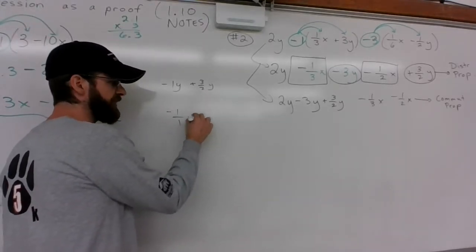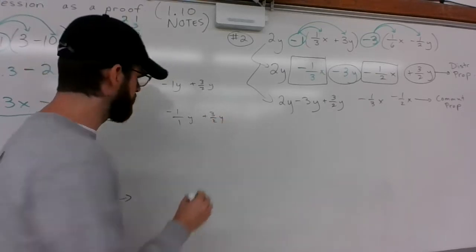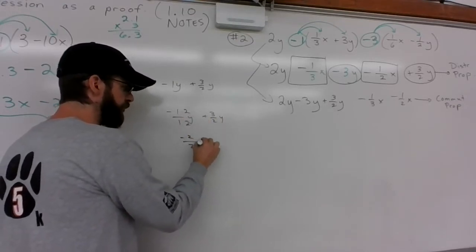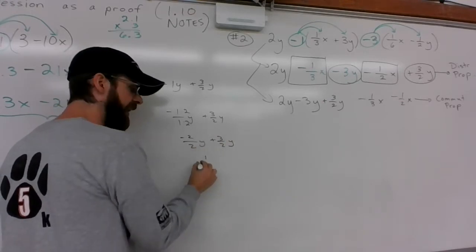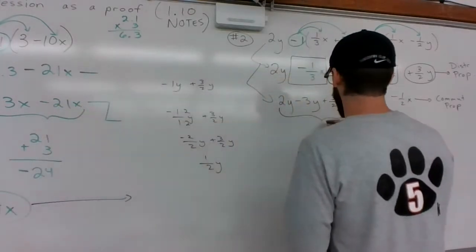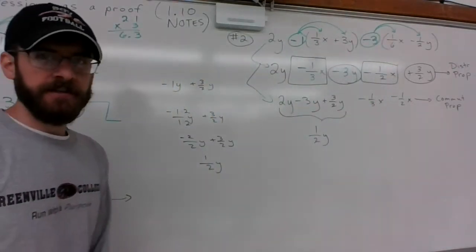But I'll show you guys the common denominator because I have a sneaking suspicion that a lot of you are going to use this approach. Times 2 times 2, that'd be negative 2 over 2y plus 3 over 2y. Negative 2 plus 3 is 1 over 2, a half. So 1/2 y is what those y's simplify down to.